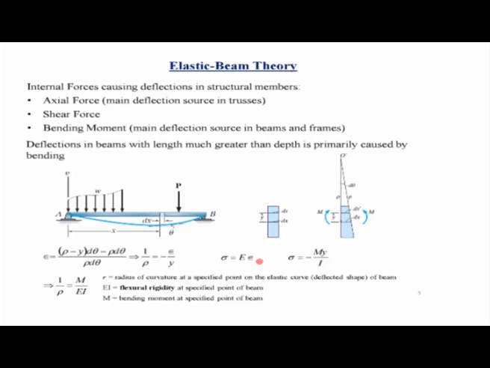Now, if you recall your solid mechanics principles, you know that the stress in that element would be given by this term, My/I, where y is the distance from the neutral axis. So now if you combine this stress and the strain in this relationship, which is the relationship of stress and strain using the Young's modulus for a linear material, you get 1/ρ equal to M/EI. So this is the relationship between the radius of curvature of that deformed element and the internal bending moment which develops in that element due to the applied loads.